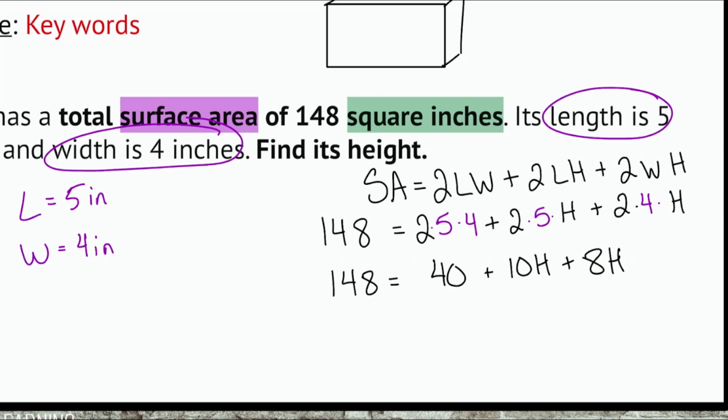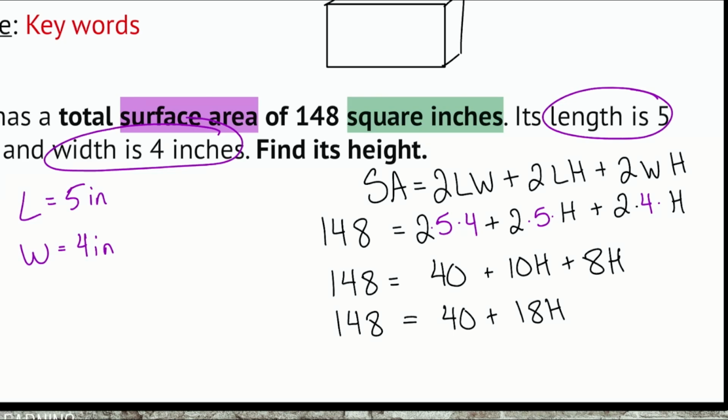And so again, just to make sure I'm reassuring you, all we've done at this point was plug in the right values into the right places, and then we're going to let the rest take care of itself by solving this equation. So let's do combining like terms right here with 10h and 8h. My party people, what is 10h plus 8h? Yeah, that'll be 18h. So now we have 148 equals 40 plus 18h.